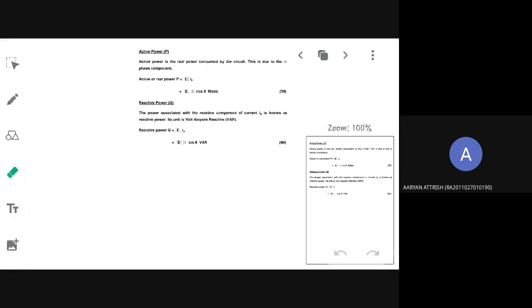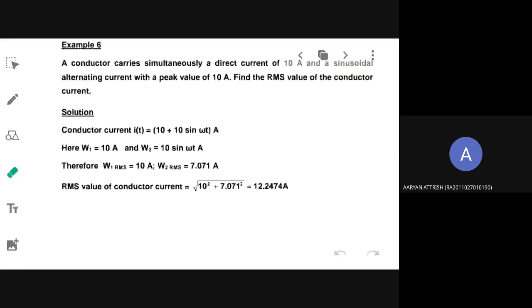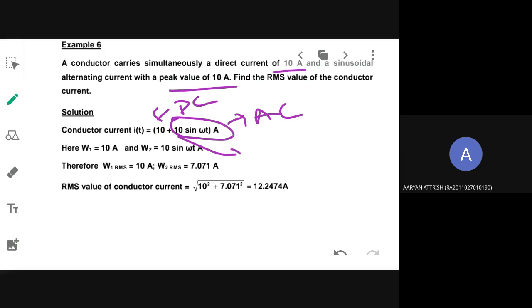One small problem they have given here. Read the problem. A conductor carries simultaneously a direct current of 10 ampere and a sinusoidal alternating current with a peak value of 10 ampere. Find the RMS value of the conductor current. In equation form, this is a DC current that is carried, that is 10 ampere. This is your AC part, again 10 ampere, peak value is 10. This is your IM. So AC plus DC it is carrying, and they have asked you to find the RMS value for it.